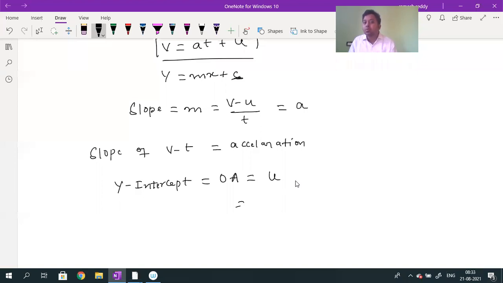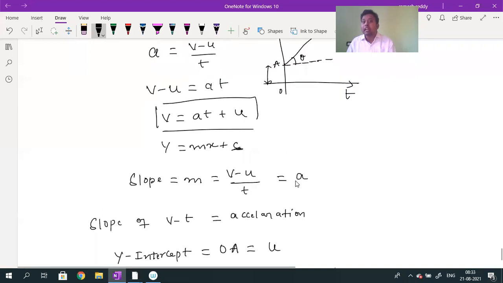OA will give you initial velocity. So what is U? U is the initial velocity. From the graph, we can calculate initial velocity, and we can calculate the acceleration value. Initial velocity and acceleration both we can calculate. Initial velocity will be given by the y-intercept. Acceleration will be given by the slope. Now what is the required thing? I will tell you what points you should come to know.